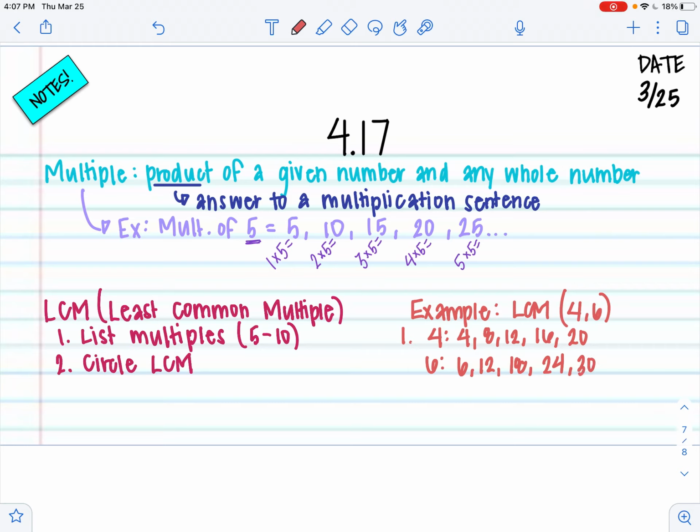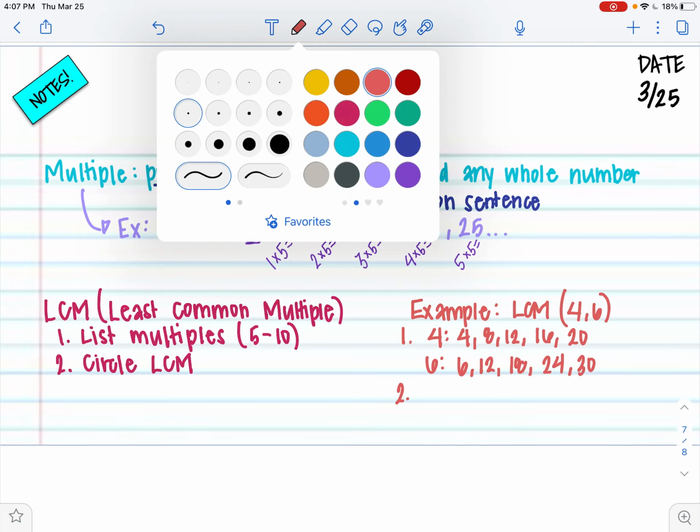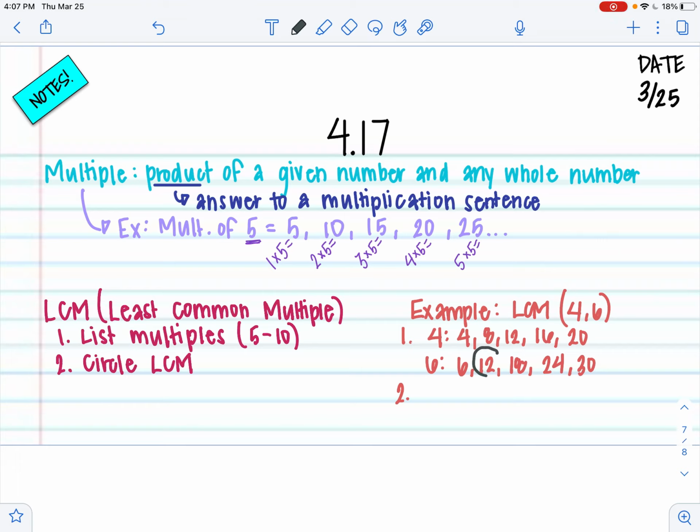And I really didn't even need to go all the way up to 5 multiples of 6, because by the time I get to 12, it's clear what the smallest common multiple is going to be. 6 wasn't on my first list, so that can't be a common multiple, but 12 was on my first list. So that's definitely going to be the smallest multiple they have in common. And the LCM of 4 and 6 is 12.